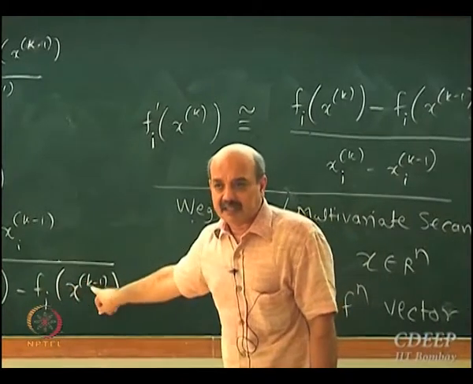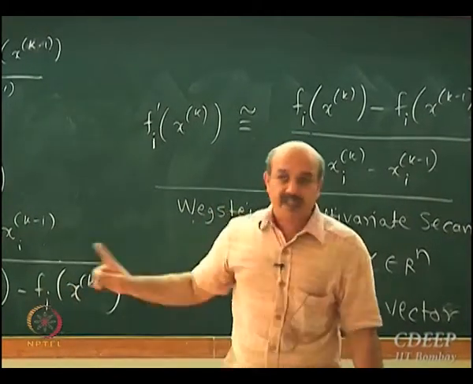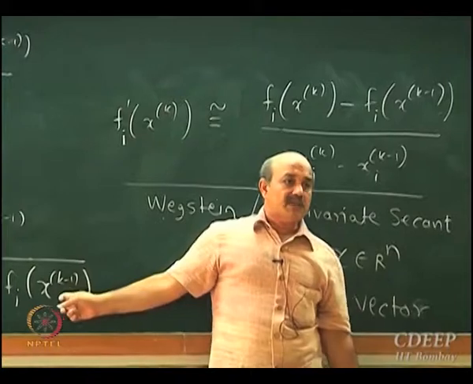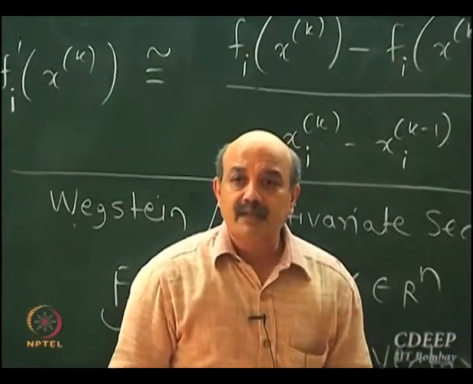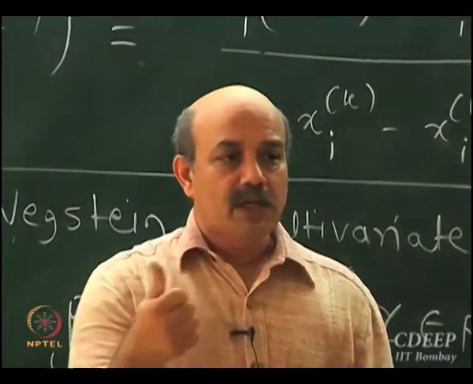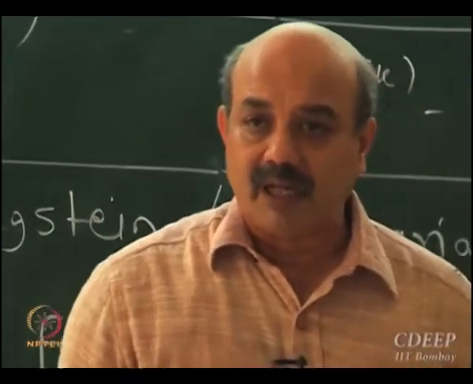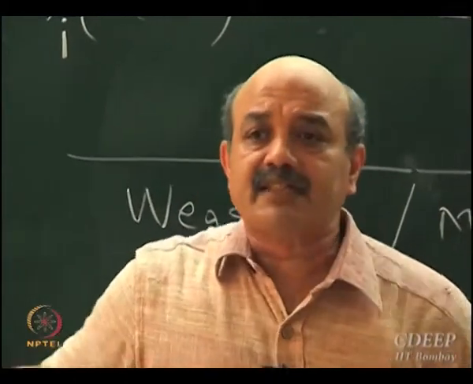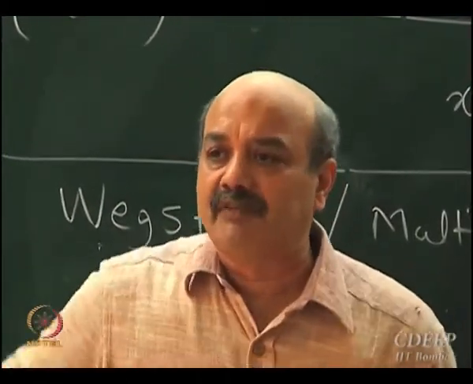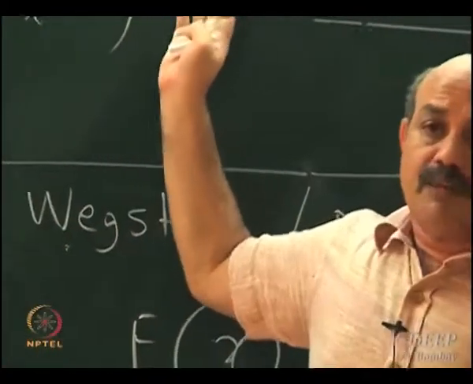If you generate iterations like this, what is the advantage of doing it this way over Newton's method? First of all, you don't require explicit derivative calculations; this is only an approximation. Suppose you call this a derivative approximation: how many such derivative approximations do you need?